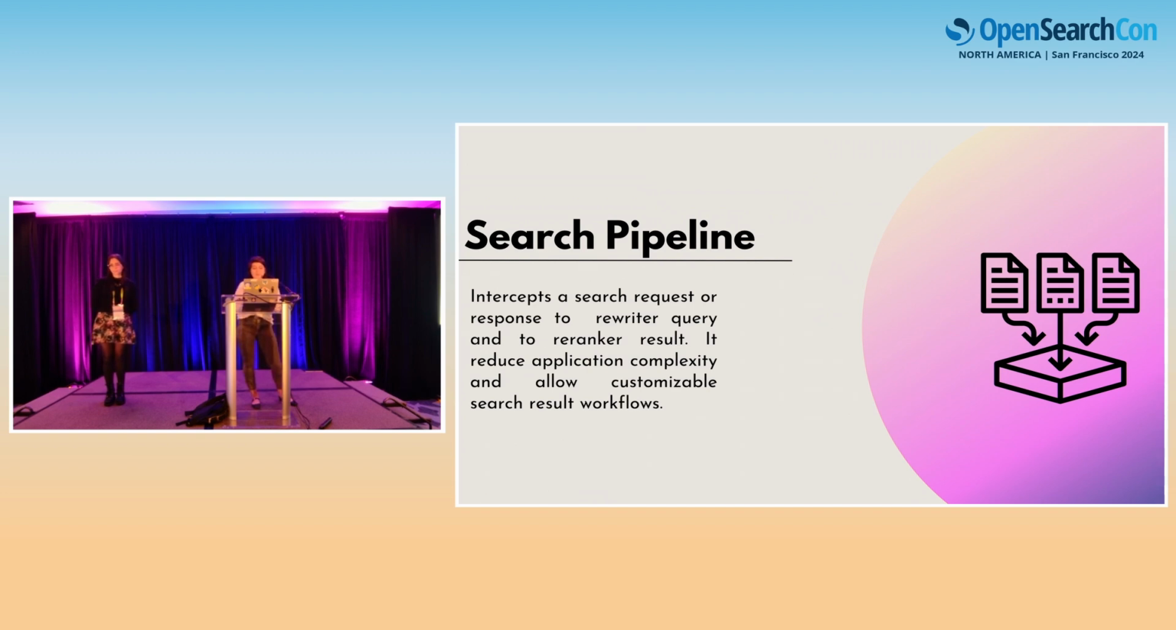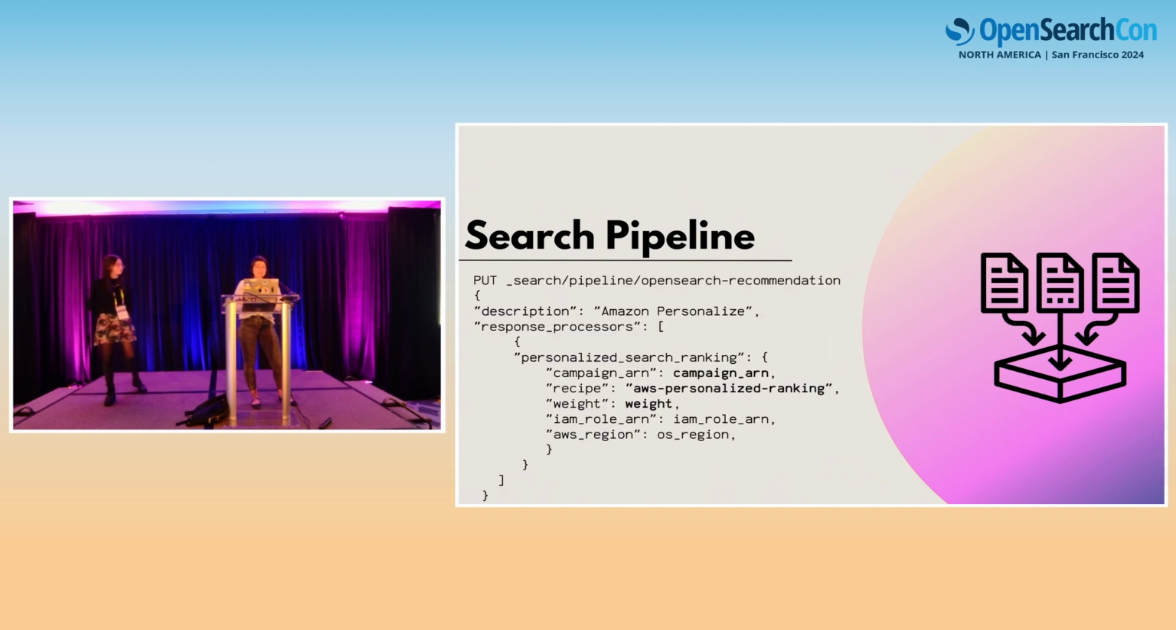And how can we basically set this up? We can set this up by making an additional API call, where we specify OpenSearch recommendation. It will be the name of our pipeline, and also how we can rank our results. For this, we need to specify a campaign array. We need to specify a recipe and also a weight. After this, OpenSearch, during each request, will make an additional call to Amazon Personalize and rank our data.